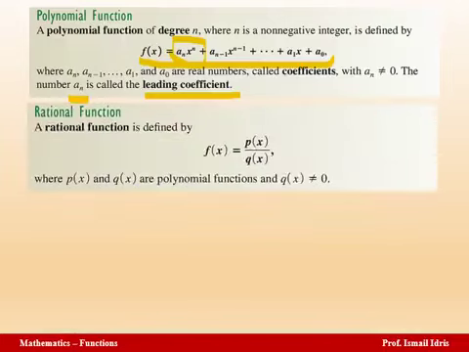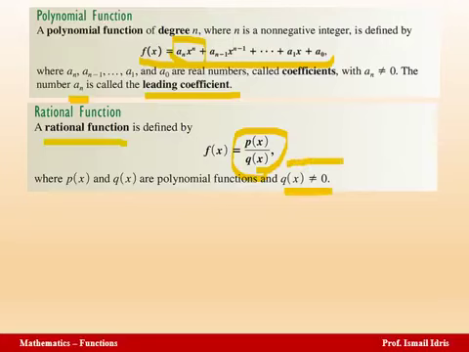If you divide a polynomial over another polynomial, you can get a new function. This new function is called a rational function. Rational function because it looks like a rational number. You have a division. But when we have a division, the denominator cannot be 0. The polynomial that is down here in the denominator cannot be 0.